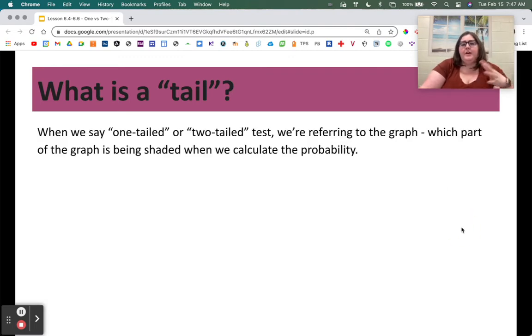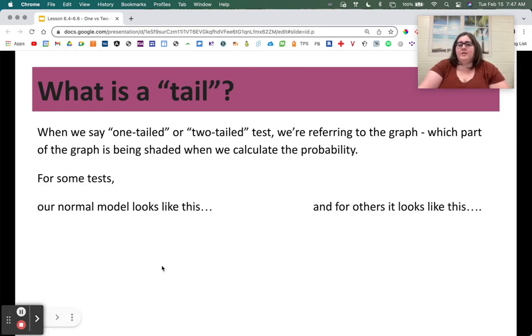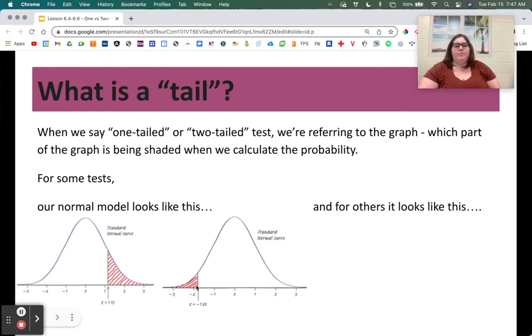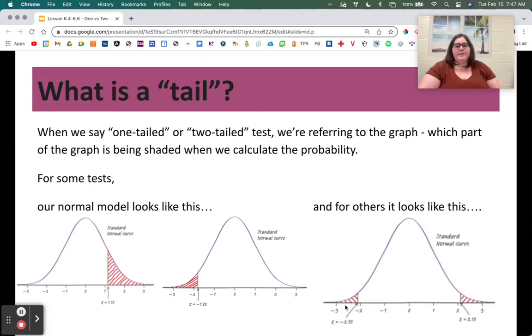First of all, when we are referring to a tail, one-tailed or two-tailed, we're talking about the graph and which part of the graph is being shaded. For some tests, we're shading just the area towards the tail, the end parts of the graph, and we're doing that on just one side, closer to where the z-score ends up being. This one looks like it's to the left, on the lower end of the graph, but sometimes we are doing both tails. So this would be one-tailed, and this would be two-tailed. The tail is just the ends of the graph where we would typically be shading, and this one is two-tailed and that one is one-tailed.